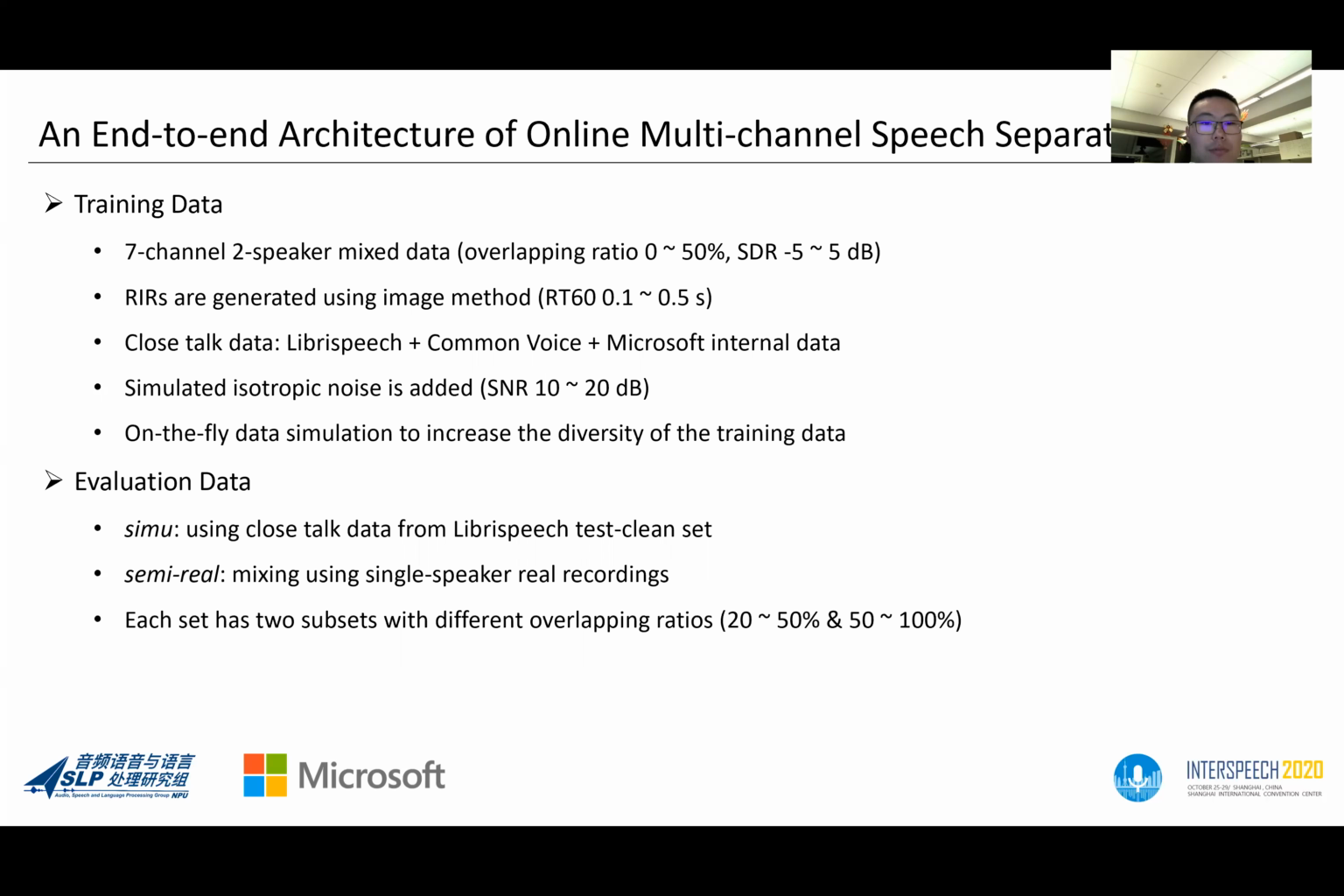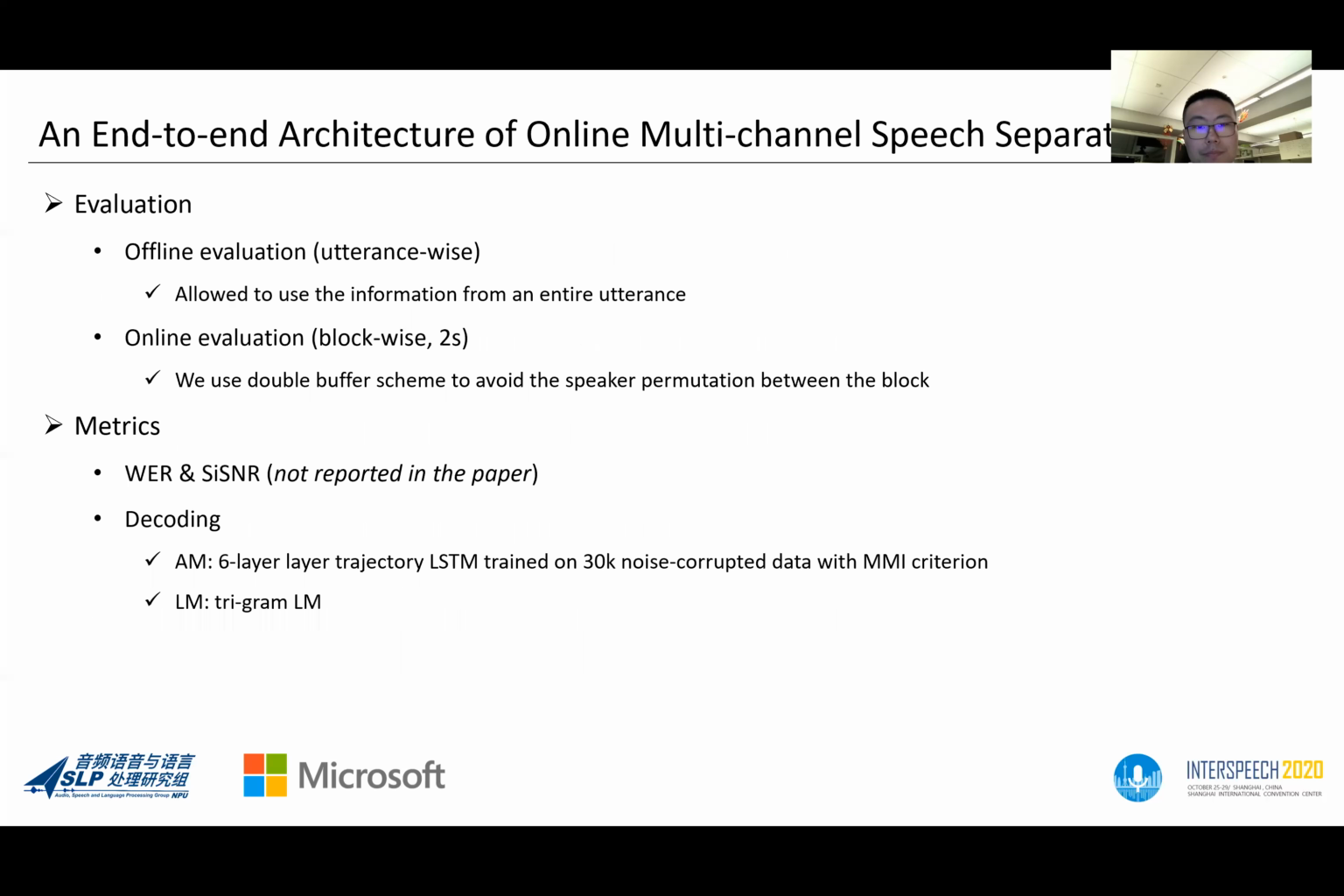For evaluation data, we have 2 sets. The simulated data set using close-talk data from the Interspeech testing clean set, and the semi-real data set mixed using single speaker real recordings. Each set has 2 subsets with different overlapping ratios. One is between 0% and 15%, and another one is between 15% and 100%. We recorded the WER and the SNR numbers in offline and online evaluation.